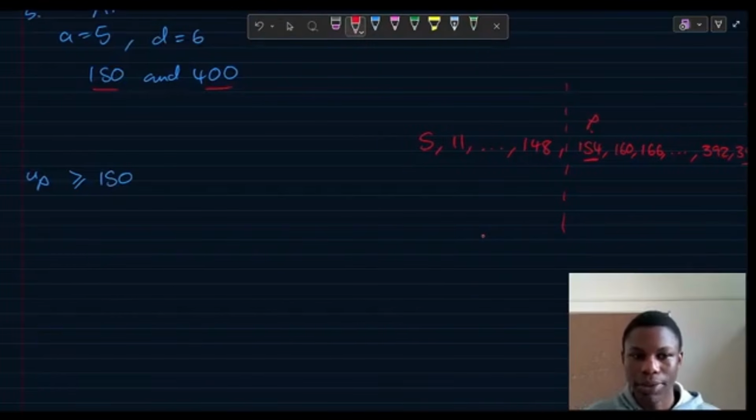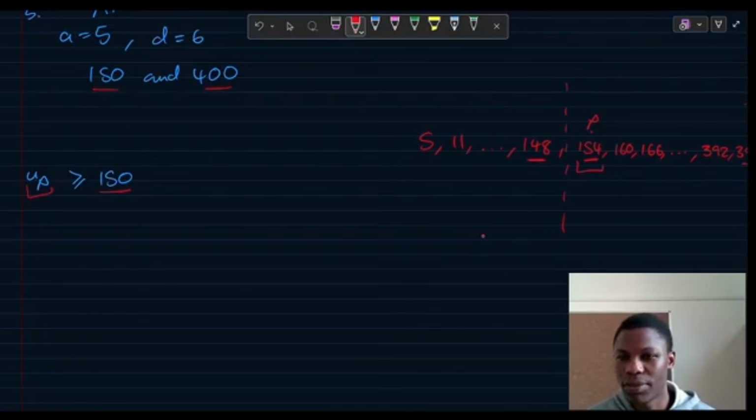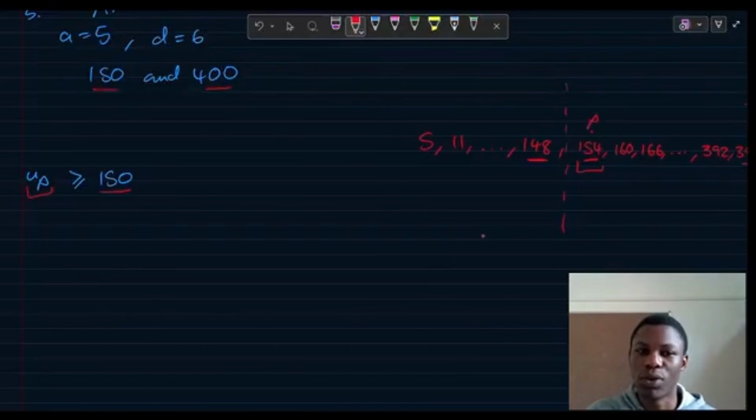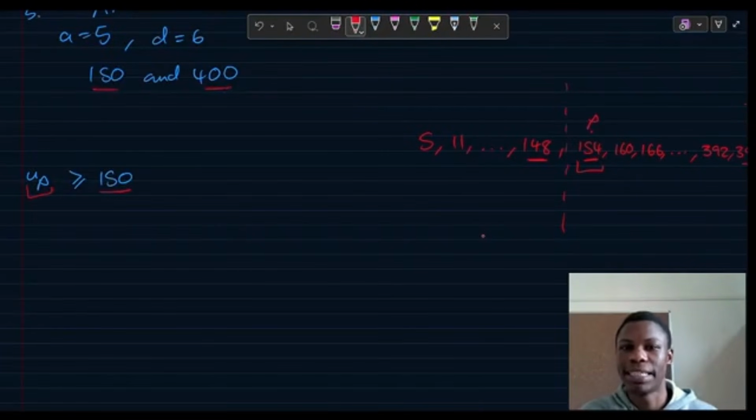So we're saying that the term in this position can be equal to 150, right? But as you've seen in my example, it may not necessarily be equal to 150, because the term previous to that is 148, which is not 150. So the first term that's greater or equal to 150 is 154. That's a possibility, so that's why we're not just saying U_P is equal to 150.